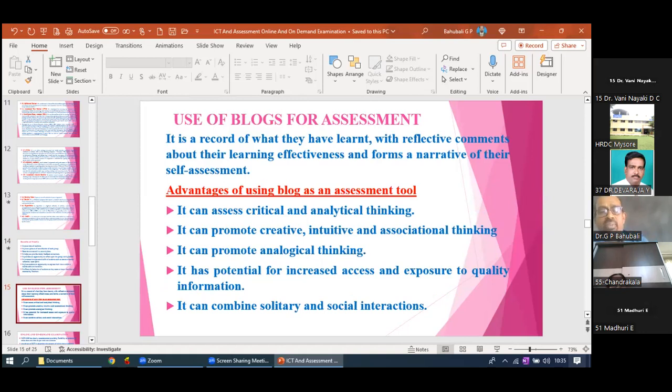For that reason, we use this type of concept assessment called the blocks for assessment. The advantages are that analytical thinking can be developed, and at the same time critical thinking can be developed among the learner. Creative, intuitive, associational thinking can also be developed by using this type of assessment, and it also promotes analogical thinking. There is potential for increased access and exposure to information, and it can combine solicitatory and social interaction. This is the best thing we use in the process of assessment for blocks.